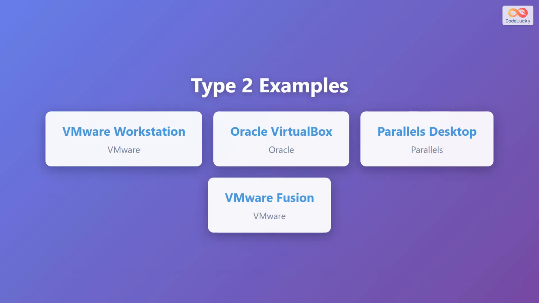Here are the most common Type 2 hypervisors you'll likely use. VMware Workstation is a professional-grade hosted hypervisor for Windows and Linux. Oracle VirtualBox is a free, open-source option that's incredibly popular among developers and students. Parallels Desktop is specifically designed for running Windows on Mac computers. And VMware Fusion is VMware's solution for Mac users who need to run other operating systems alongside macOS. These tools make virtualization accessible to anyone with a standard computer.